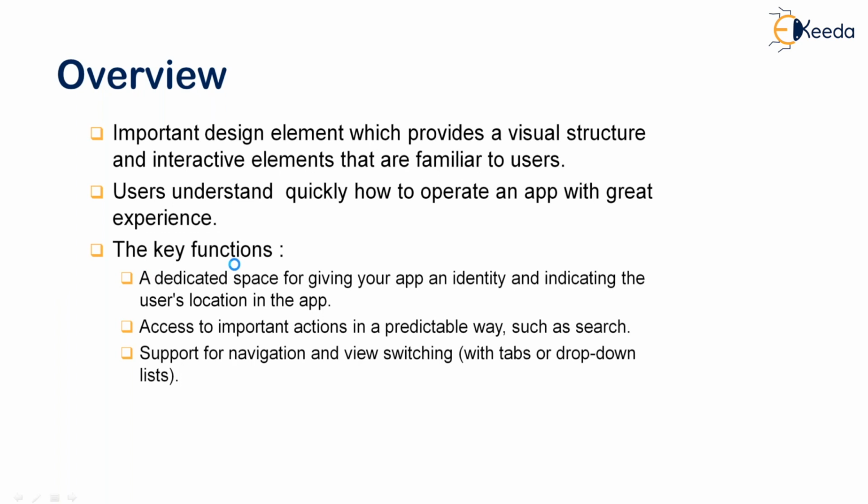The key function available to us is that there will be a dedicated space for these app bar icons, so that it helps the user to understand his location in the application, and gives access to the important actions in a predictable way, such as search, settings, and all these things. It also supports navigation and view switching with tabs and drop down lists. We'll discuss the tab views in future sessions.